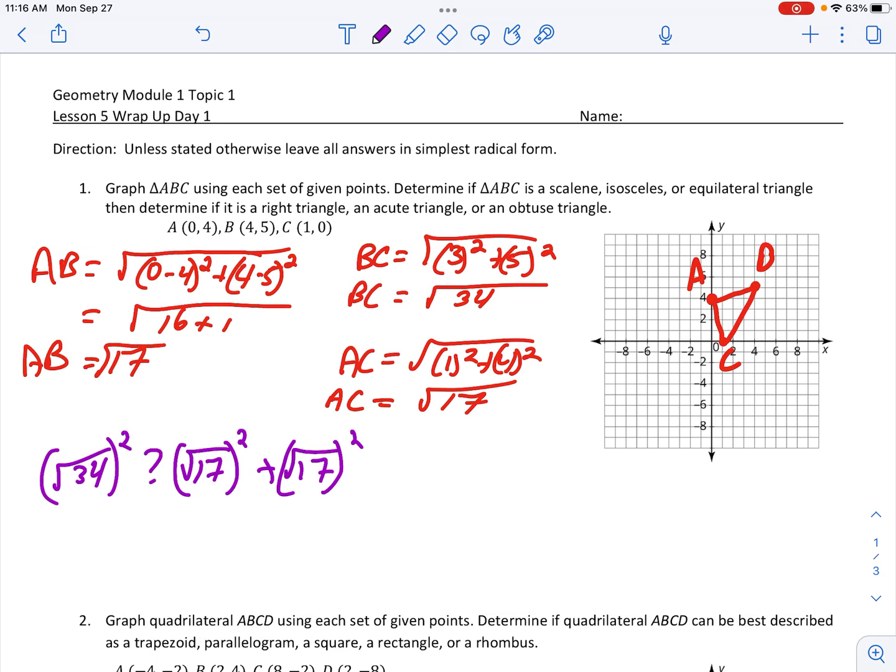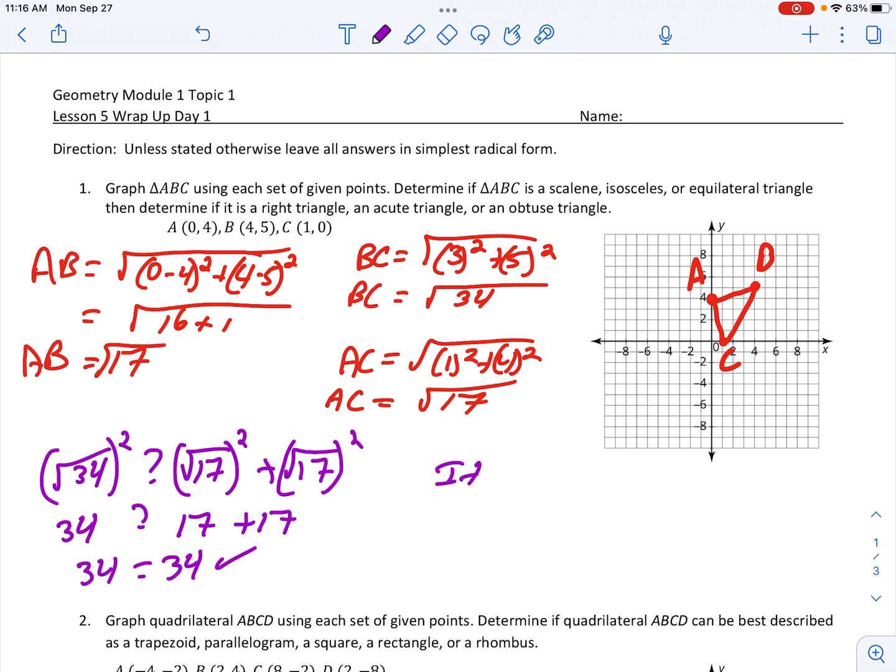Okay, the square root of 34 squared, 34 times 34 is a large number, but the square root of that takes you back to 34. Same thing with 17 and 17. Okay, because of all that, we get that a squared plus b squared is equal to c squared. So we bring it together.